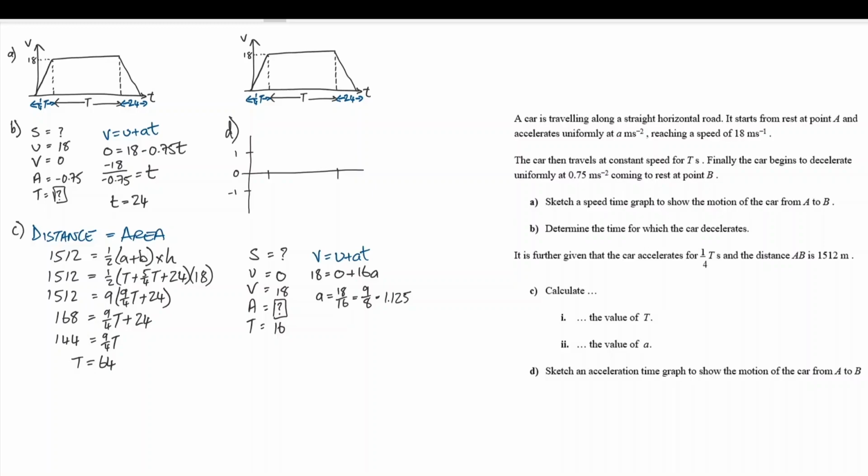Initially, the acceleration which we just found was 1.125. So it's a little bit more than 1. So acceleration here, 1.125. Then constant velocity means 0 acceleration. So in between these 2 points, there's 0 acceleration. And then it's decelerating afterwards, and decelerating at a rate of negative 0.75. All of these are now shown, and this is our acceleration time graph.